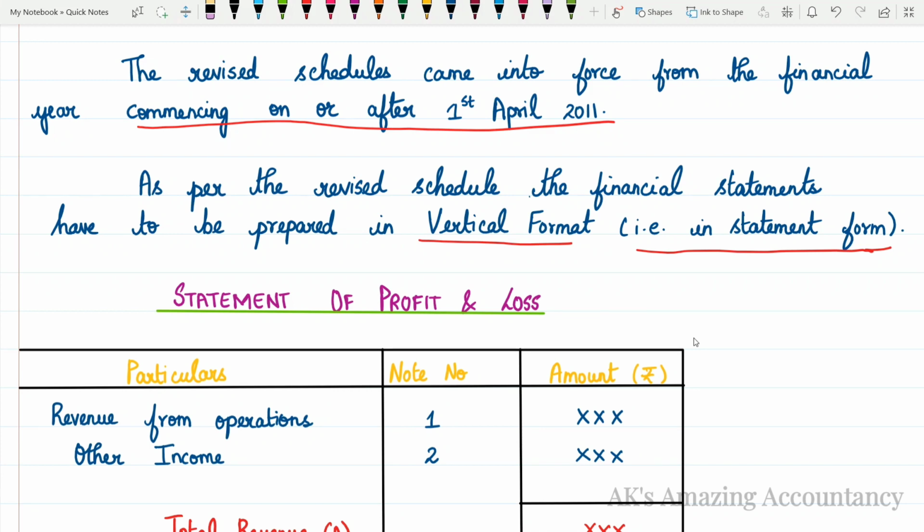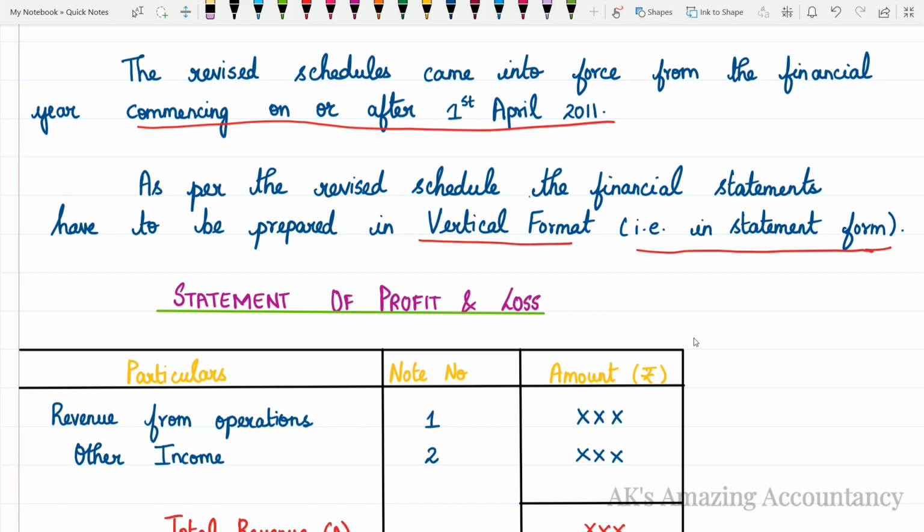You need not call it an account, because in accounts we have the debit, credit, and all that. This profit and loss statement is not going to be in the form of an account, it is going to be in the form of a statement only. So we have the statement of profit and loss, and the other financial statement is the balance sheet. For both, we have formats, and we have to strictly follow the format and prepare these statements accordingly.